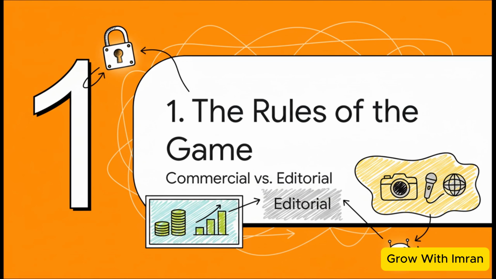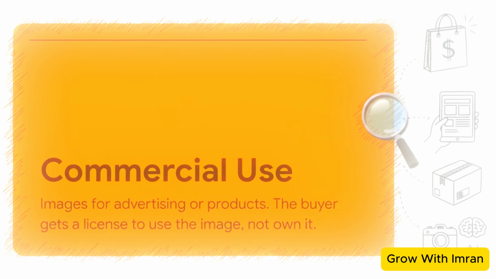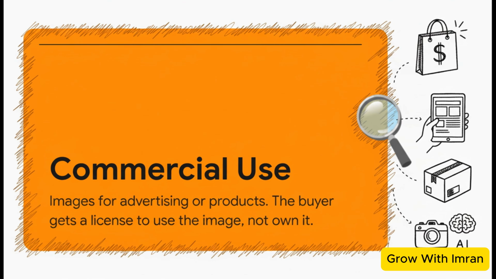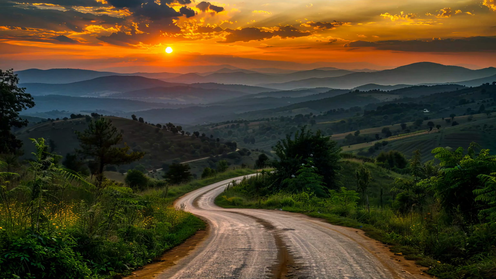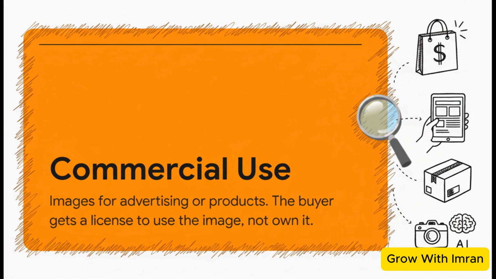This first part is without a doubt the most important section. Understanding this is your key to staying safe and building a successful shop on the platform. And it really all boils down to two little words: commercial and editorial. Okay, so first up is commercial use. Just think of it like this. These are the images that businesses use for stuff like ads, websites, maybe even on a coffee mug. When somebody buys a commercial license, they're not buying your art forever. They're just renting the right to use it.